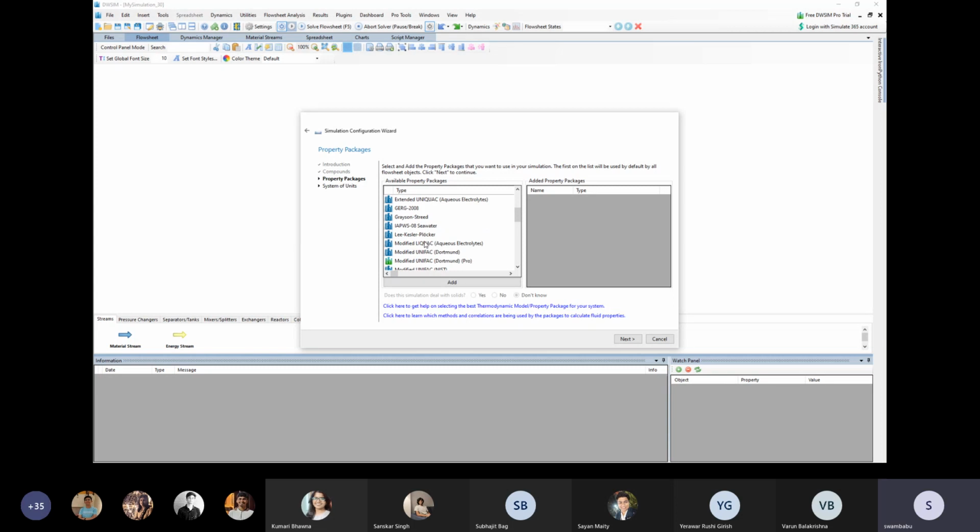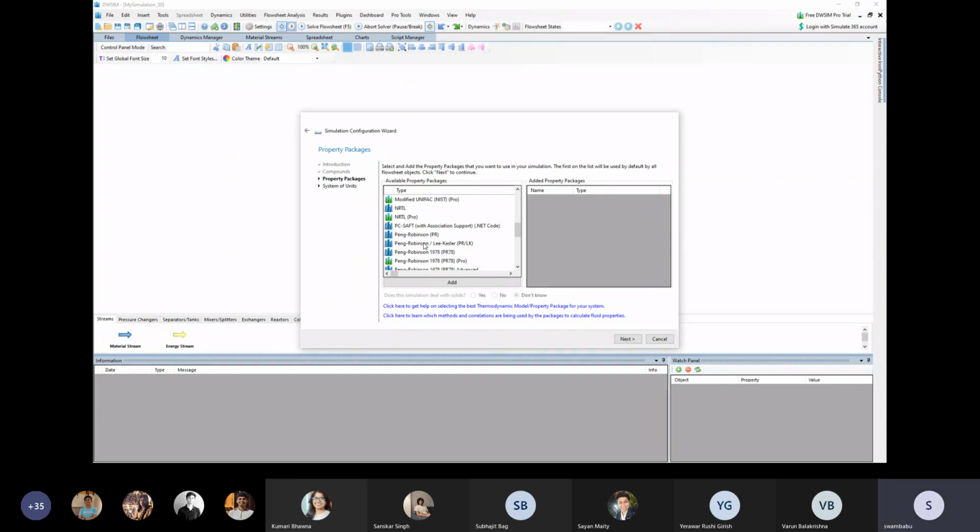Which one should be selected? Now the question comes, which one to select? Can we select anything, or do you have any criteria? As I said, when they do derivations of the equations of state, or when they generate these equations, they have made some assumptions.